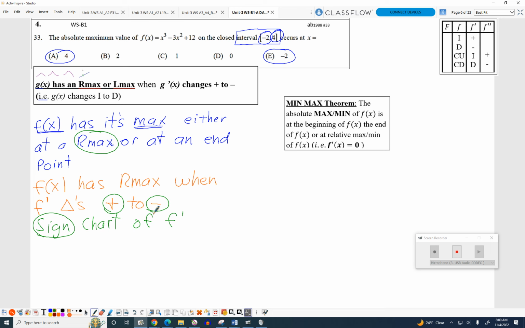Okay, cool. To make a sign chart of F prime, we must have an equation for F prime. So we'll just start going around the room now. So, Will, what would be the equation for F prime? It'd be the derivative of the F equation. Perfect. 2 points for that.